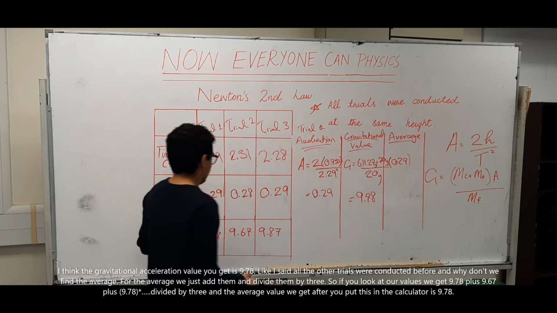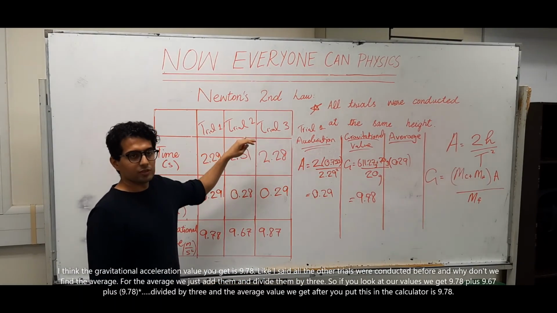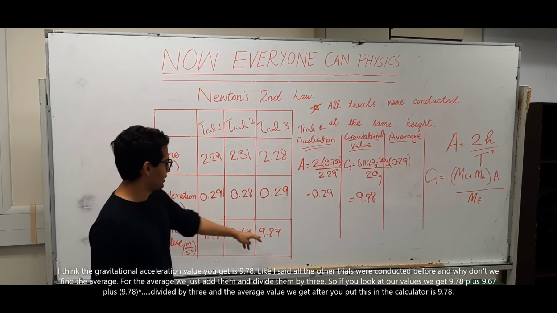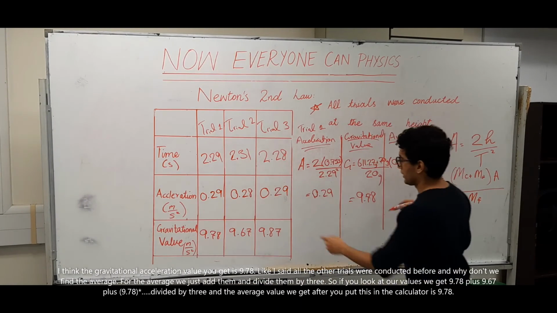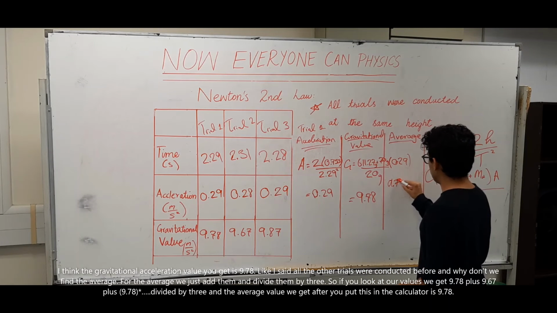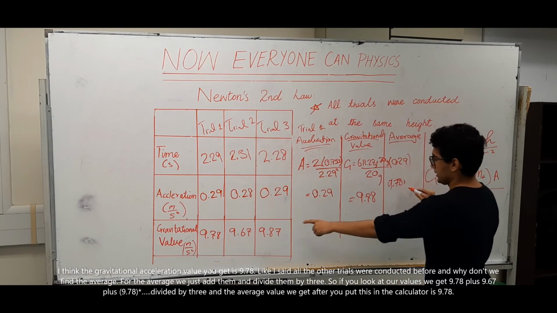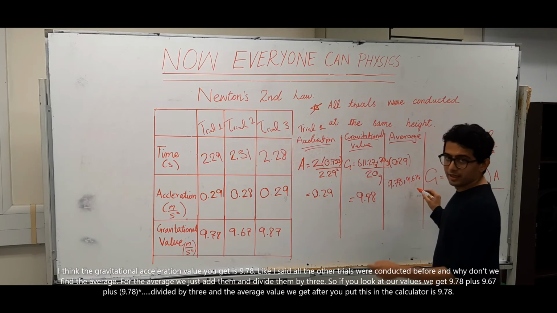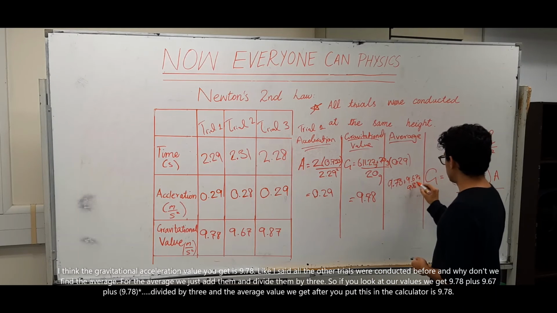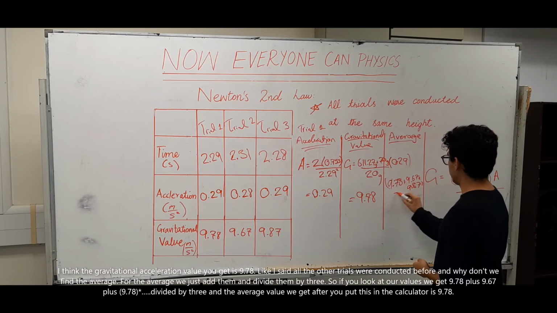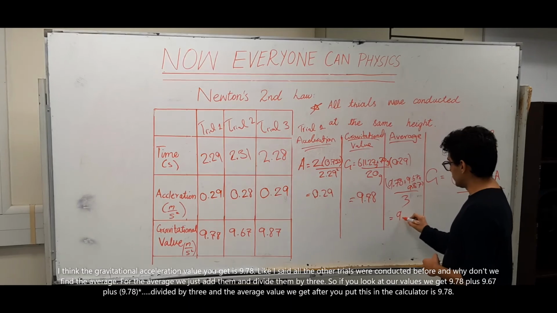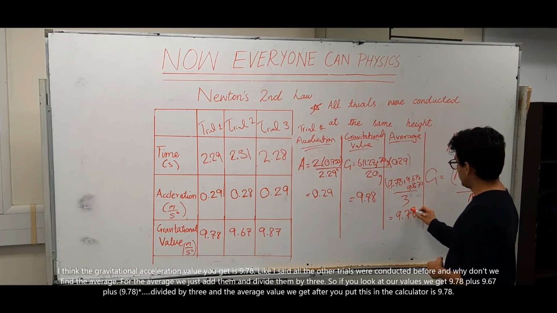Now, like I said, all the other trials were conducted before, so why don't we find the average? To find the average, we just add them and divide by 3. So if you look at our values, we get 9.78 plus 9.67 plus 9.87. I'm going to write it down because I don't have space. All of this is divided by 3, and the average value that we get after you put this in the calculator is 9.78.